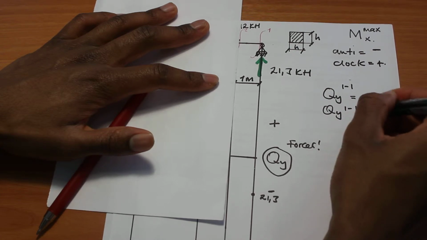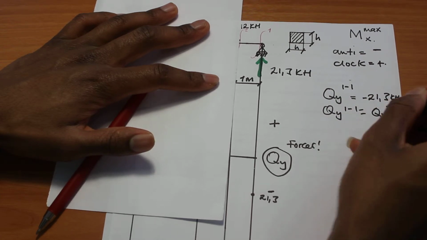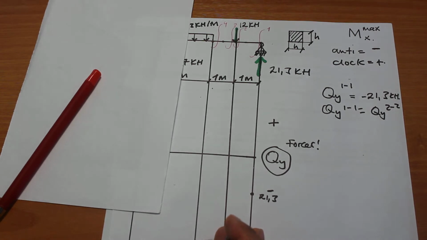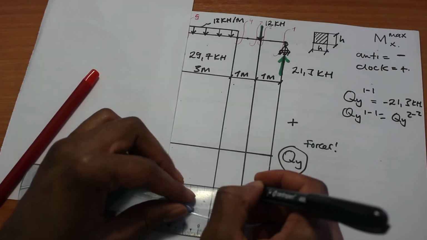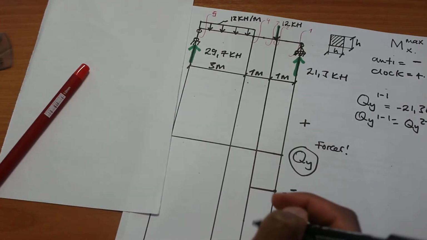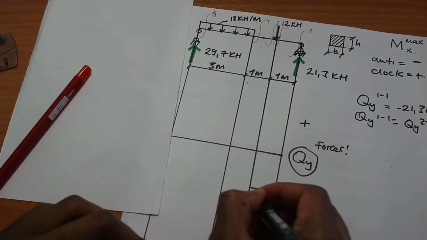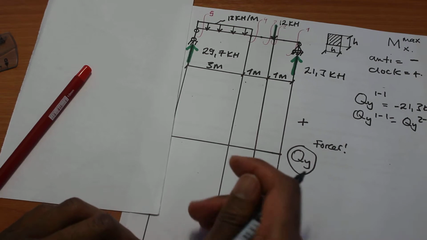So I'm going to say Q11 is equal to Q22. So this one here, again, I'll move, and this one will give me a rectangle like this. So this one here again is 21.3.